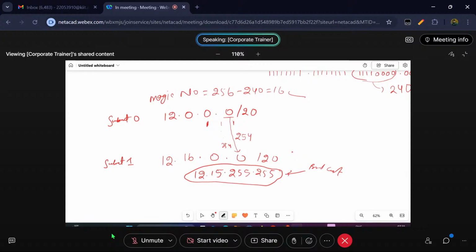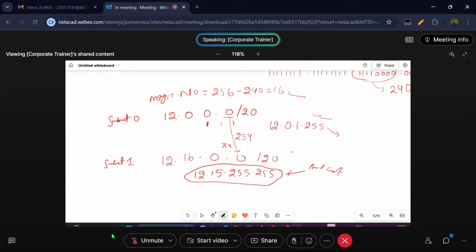So even if you type 12 dot, just think of it, 12 dot 0 dot 1 dot 250, 255. Will it be a usable IP for the host? Yes or no? Can we configure this IP to the host? No, sir. Why? Tell me. Sir, the last octet has 255, so this will be the broadcast address.